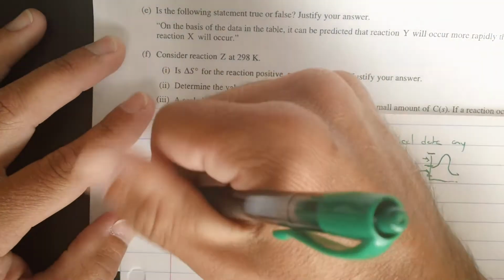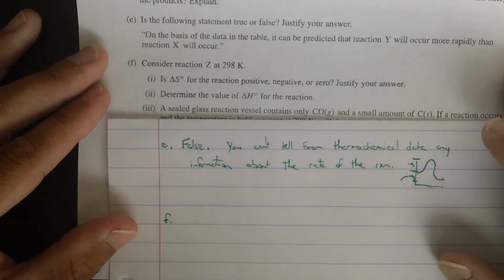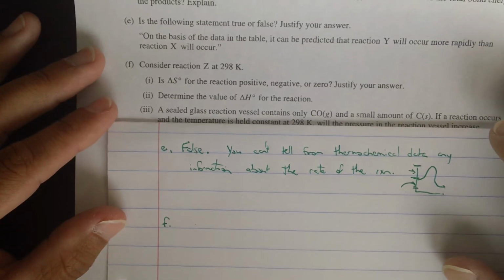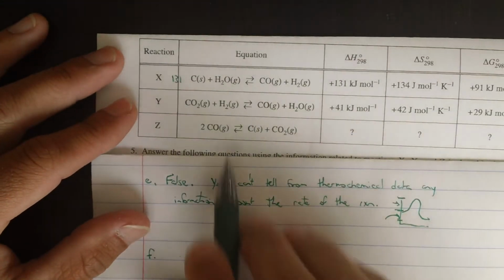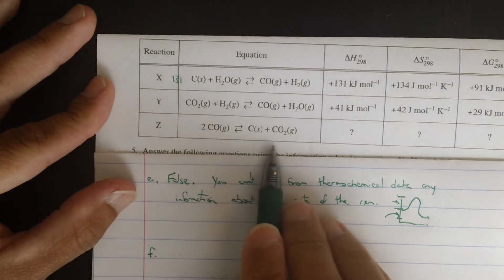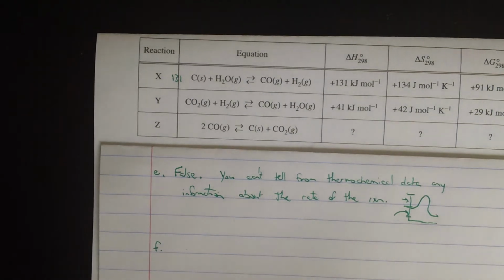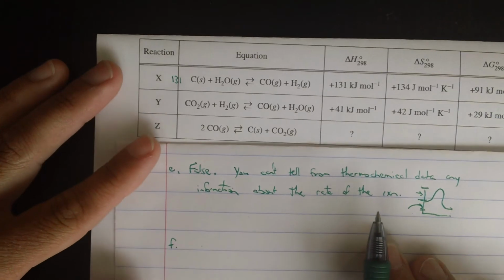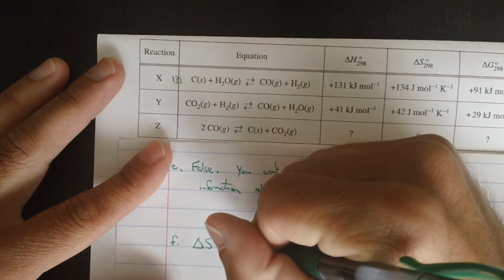Good? And then the last piece of this, piece F, says consider the reaction Z at 298. Is delta S for the reaction positive, negative, or 0? Justify your answer. All right, so here we go. We have an equation. I always tell you, look at moles of gas. It is 2 moles of gas on this side, going to 1 mole of gas on the product side. So are we moving towards more or less disorder? Here we're moving towards less disorder. So they ask for the sign on delta S. Delta S is negative.